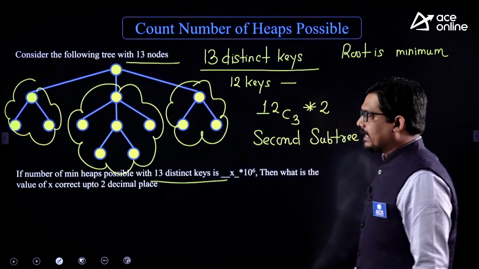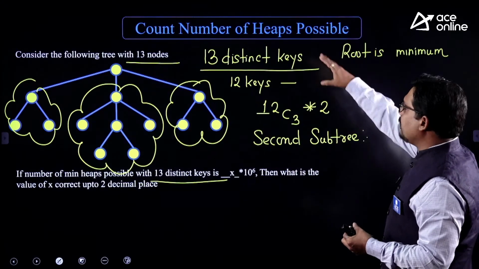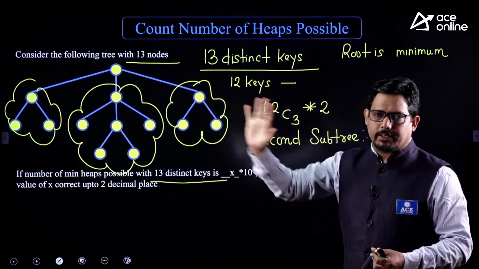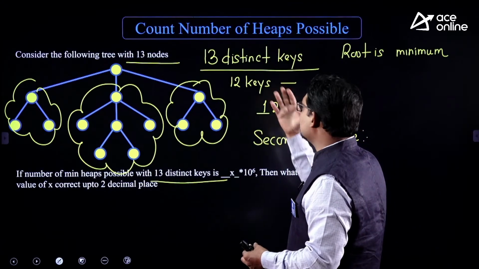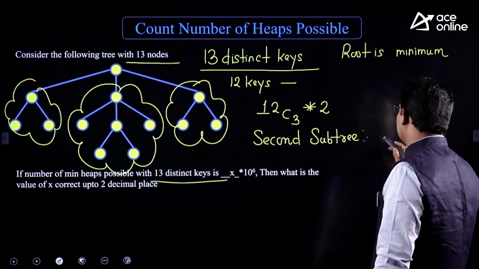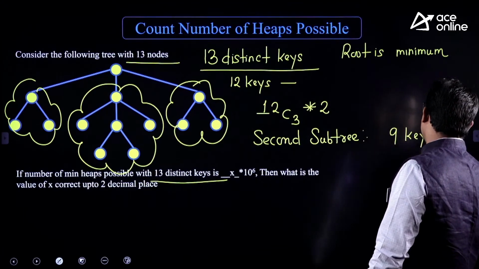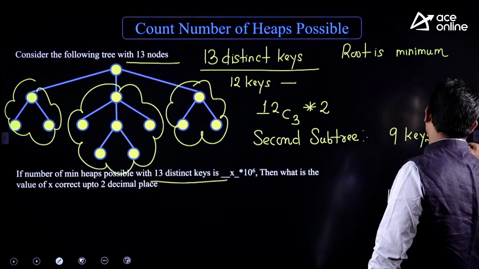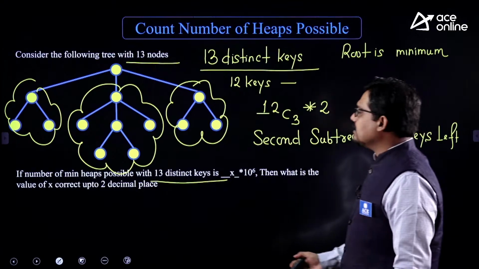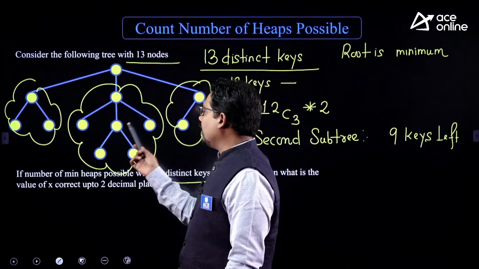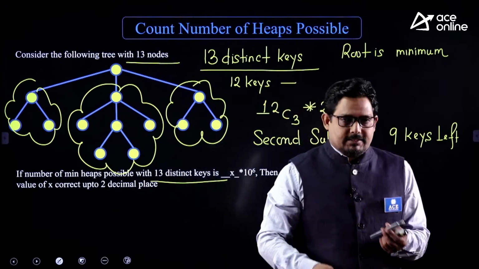So what about the second subtree? First we will see how many keys are left. Now 1 becomes the root and 3 keys are gone over there. Now in this 13, 4 are gone. So the number of keys left is 9. Among these 9 keys, how many keys are here? 1, 2, 3, 4, 5, 6. I need to pick again 6 keys.